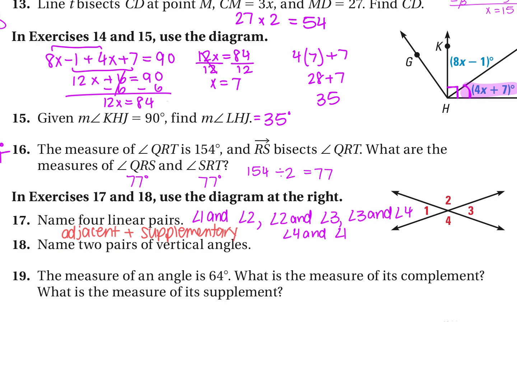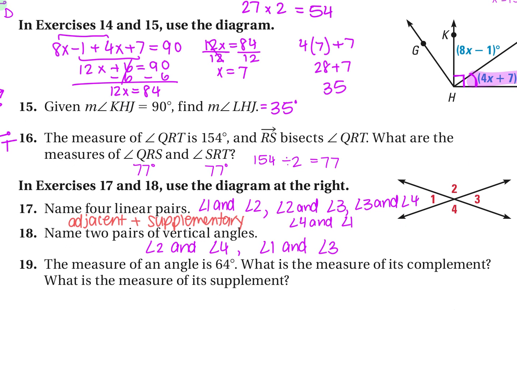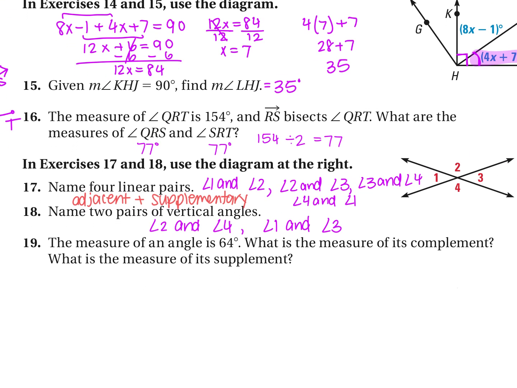All right, name 2 pairs of vertical angles. Vertical angles are opposite angles. So I have angle 2 and angle 4. And I have angle 1 and angle 3. Those are my only 2 pairs. And then the last one, it says the measure of an angle is 64 degrees. What is the measure of its complement, which we should know is 90 degrees? And what is the measure of its supplement, which is 180 degrees?